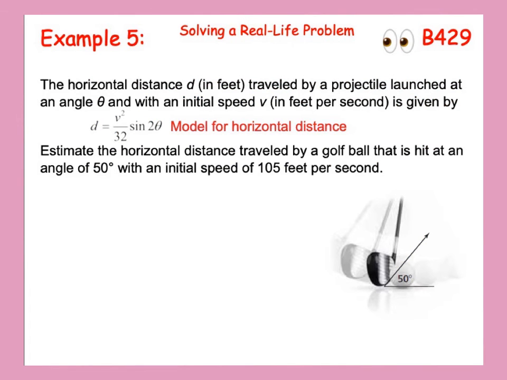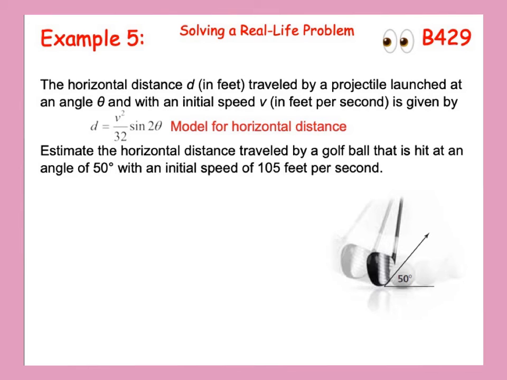Example number 5 is going to be a real life problem. The horizontal distance d in feet traveled by a projectile launched at an angle theta and with an initial speed v in feet per second is given by the equation d equals v squared divided by 32 times sine 2 theta, which is the model for horizontal distance. Estimate the horizontal distance traveled by a golf ball that is hit at an angle of 50 degrees with an initial speed of 105 feet per second.